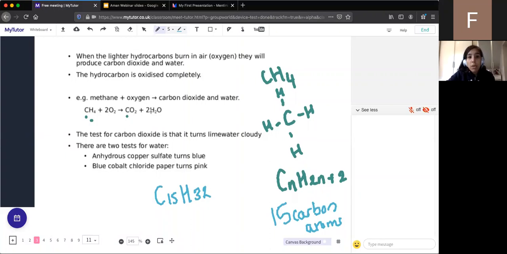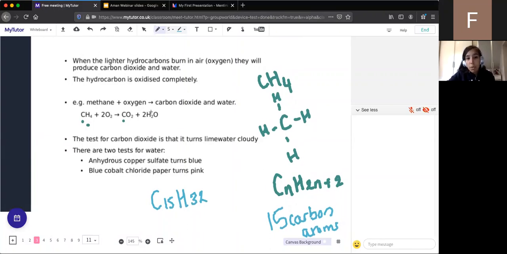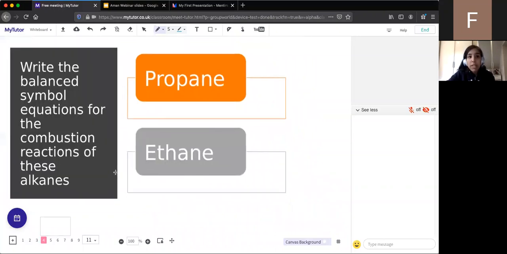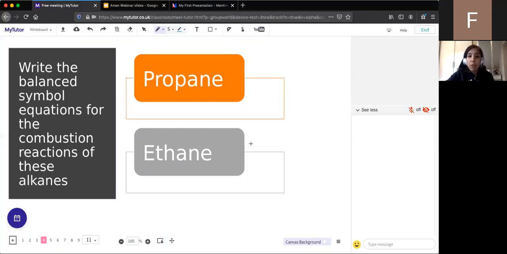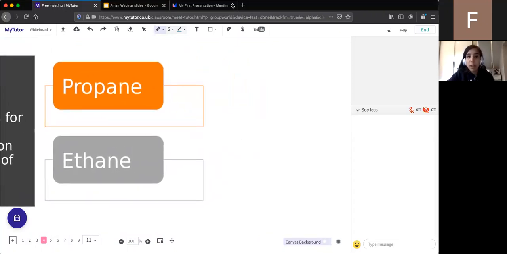Okay, so carbon dioxide and water are produced when we do complete combustion. And these are the tests for carbon dioxide and water. So let's have a go then at writing the balanced symbol equations for the combustion reactions of these alkanes. So propane first. What's the chemical formula for propane? Does anyone remember how many carbon atoms in propane? What's the chemical formula for it?